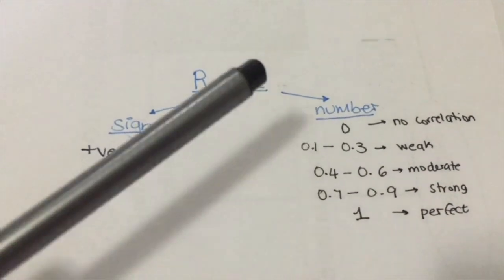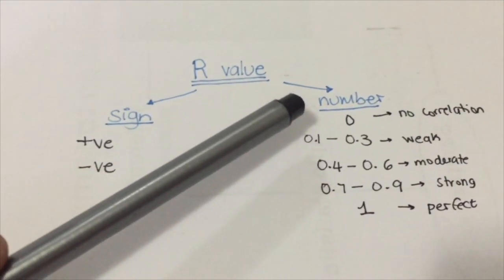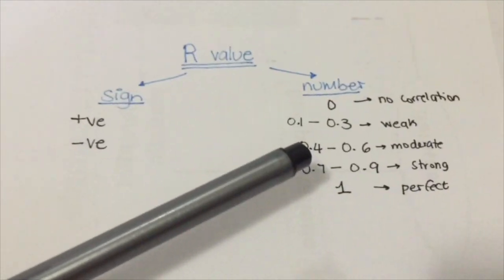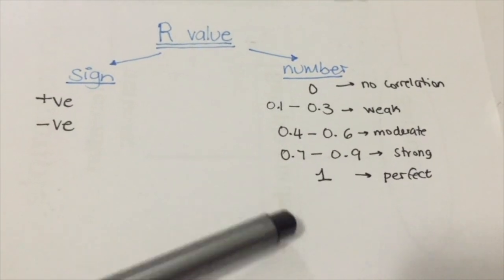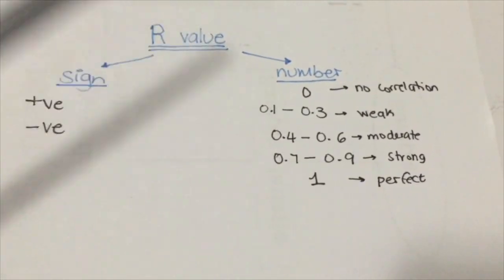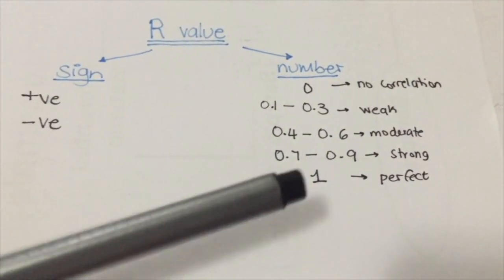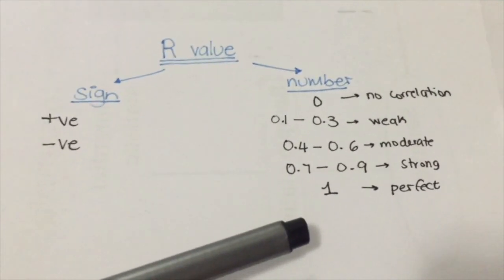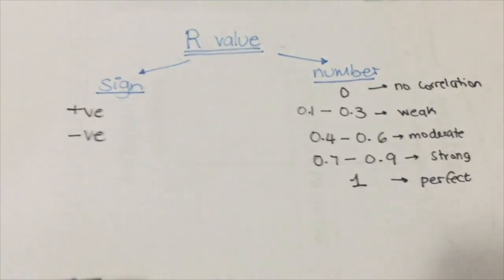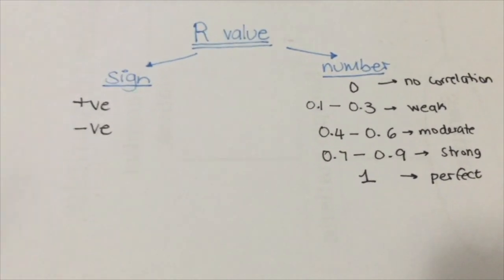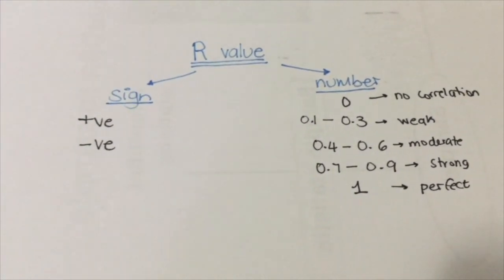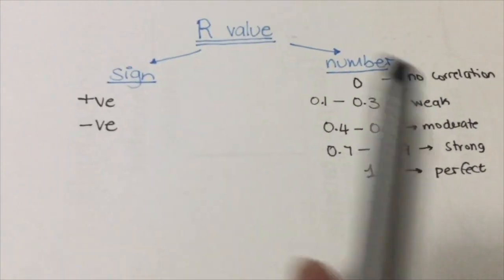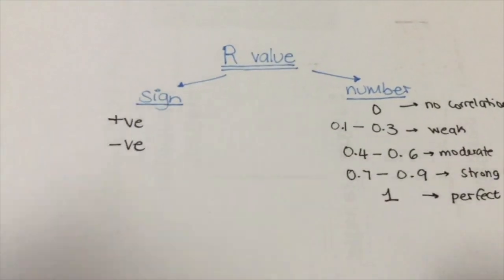So look at the numbers. If it's 0, it means there is no correlation at all. If it's between 0.1 and 0.3, we say it's weak. If it's between 0.4 and 0.6, we say it's moderate. 0.7 and 0.9, we could say it's strong. And if it's 1, we could say it's a perfect correlation. Perfect correlation means that it is 100% related to each other. So every single time you increase the first one, the second one increases with a specific value. Okay? So then we're going to have to mix those two together to make our comment.